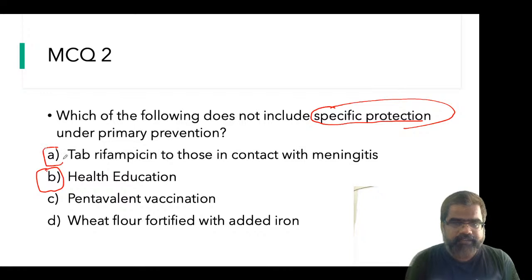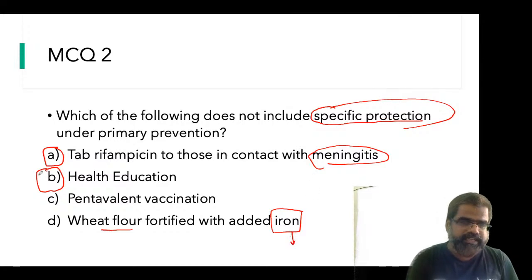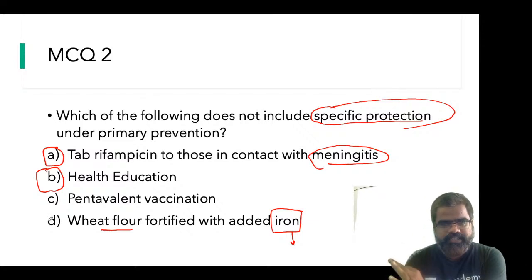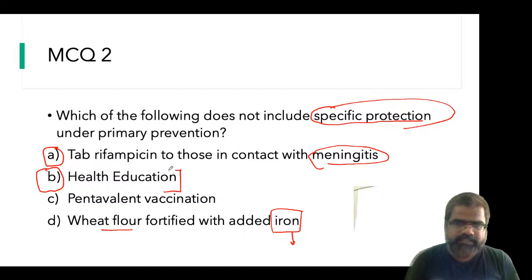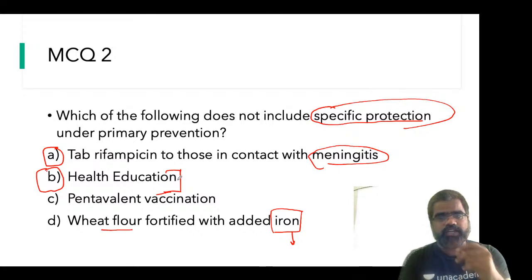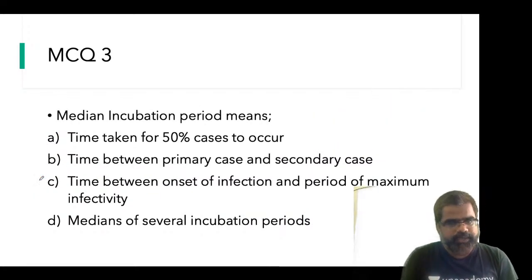I am giving rifampicin to those in contact with meningitis so that they don't develop meningitis. I am fortifying wheat flour with iron to ensure that the beneficiary is not deficient in iron. So if you see, A, C and D are specific, very clear about this. But health education is not a specific thing. It has not been mentioned, so it is not specific protection. So the odd answer here happens to be B. Very good, students. Let's move to the third question.